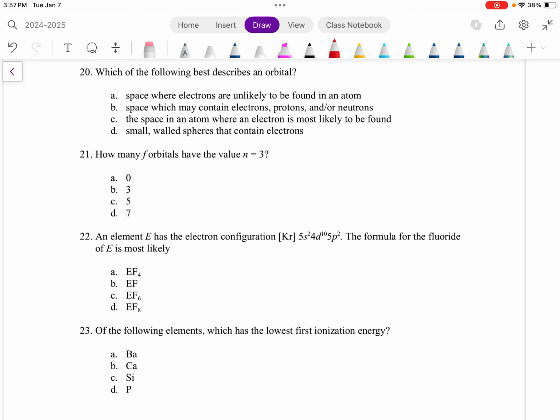Which best describes an orbital? It's the space in an atom where an electron is most likely to be found. That's just a definition. You kind of have to know that.